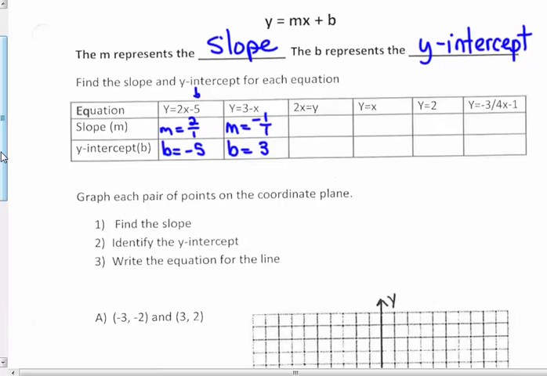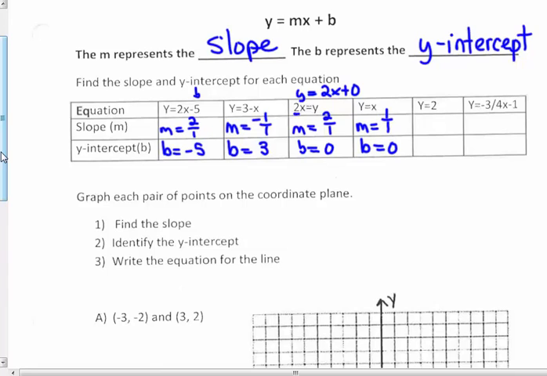2x equals y. Well, that's the same thing as y equals 2x, and it's like being 2x plus 0. We don't have to show plus 0. So yes, my slope is that coefficient of x, m equals, and I'm going to write it as 2 over 1. And my b is 0. Y equals x. Well, understood in front of there, the coefficient of that x, that's 1x. So my slope is 1 over 1, or you could just write 1, and my y-intercept is 0.